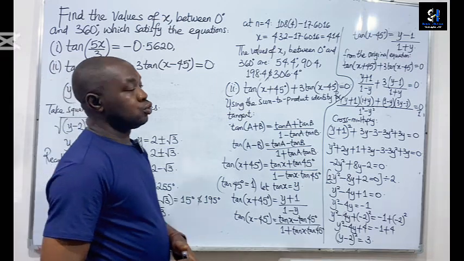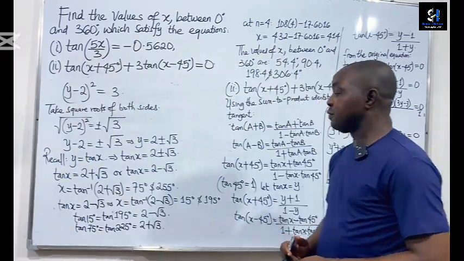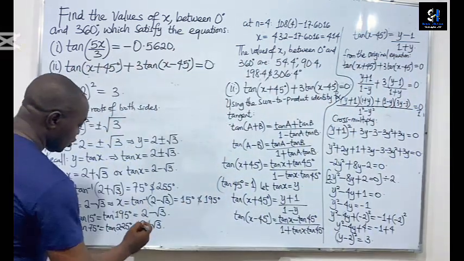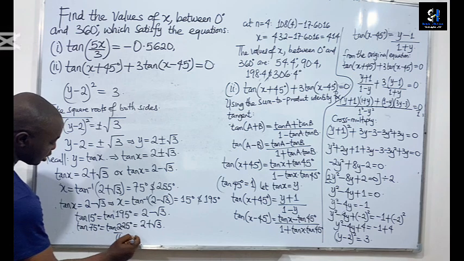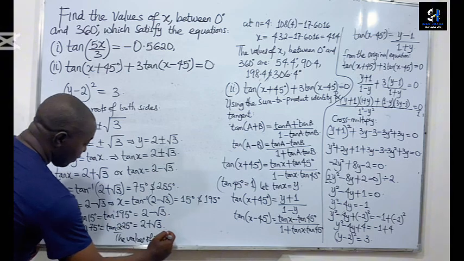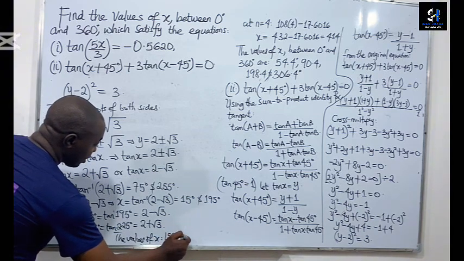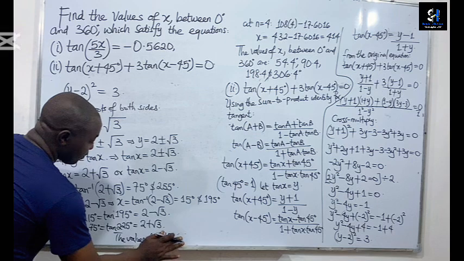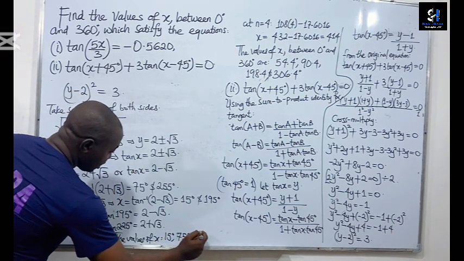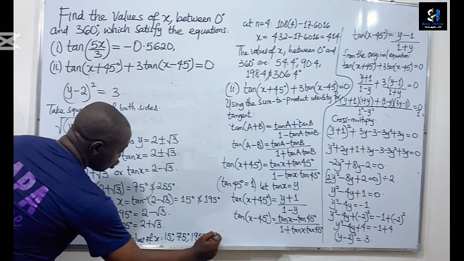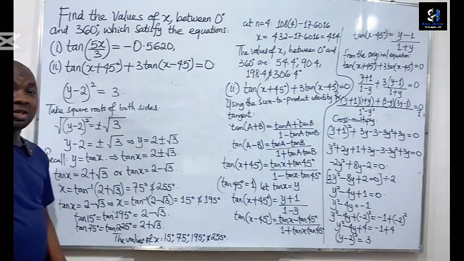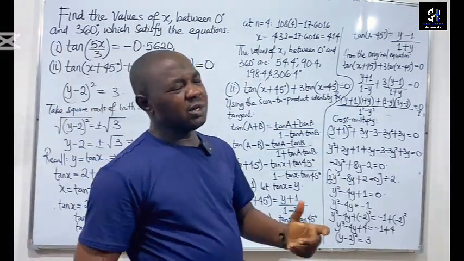So this is how to find the values of x which lie between 0 and 360. So the values of x in this case are 15 degrees, 75 degrees, then 195 degrees, and 255 degrees. So these are the values of x which lie between 0 degrees and 360 degrees.